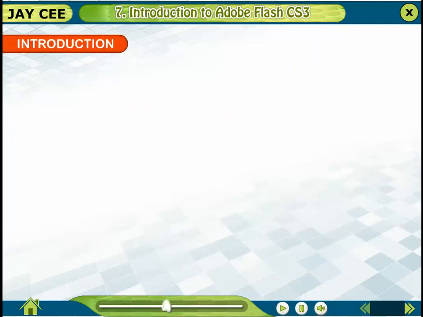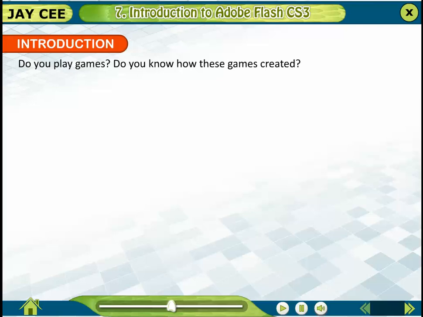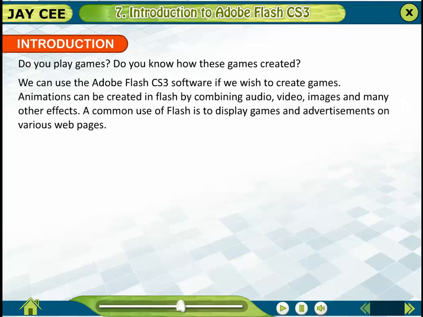Introduction. Do you play games? Do you know how these games are created? We can use the Adobe Flash CS3 software if we wish to create games. Animations can be created in Flash by combining audio, video, images, and many other effects. A common use of Flash is to display games and advertisements on various web pages.